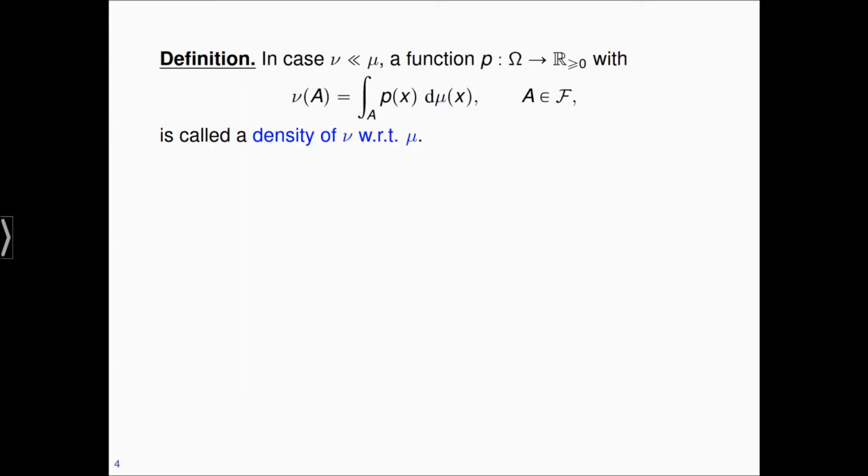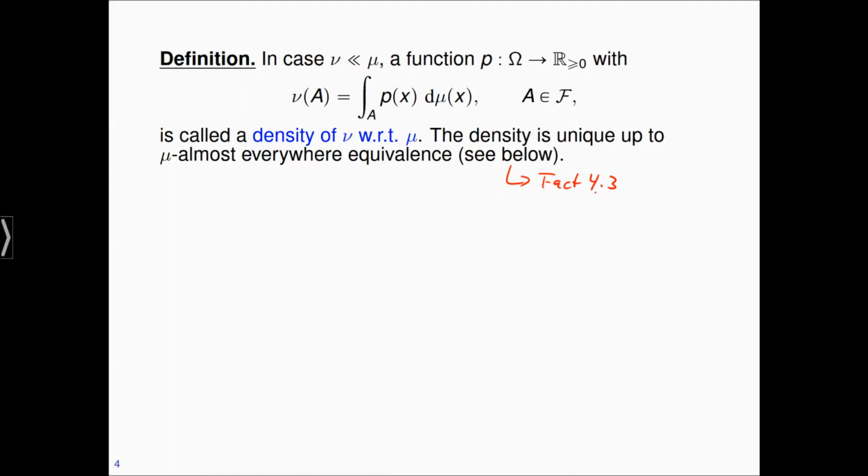I was already talking about a density, and I didn't properly define this, so let's define what I mean by a density. Whenever we have that nu is absolutely continuous with respect to mu, then there is a function p such that nu of A equals the integral over A of p of x d mu of x. This is the Radon-Nikodym theorem. Any such function is called a density of nu with respect to mu. We are going to see immediately, in fact in 4.3, that the density is unique up to mu almost everywhere equivalence. So if you have two densities, p1 and p2, they are the same mu almost everywhere.